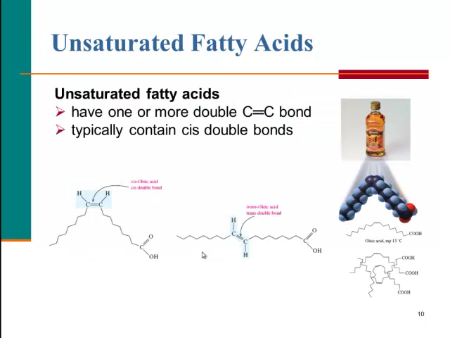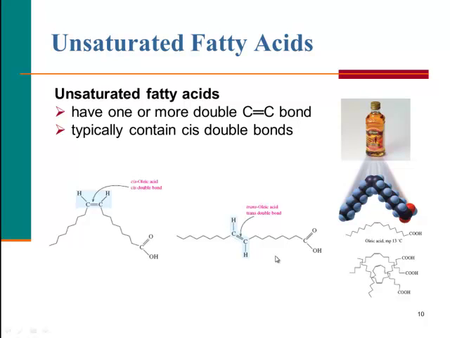Now unsaturated fatty acids are going to be fatty acids that have at least one, and sometimes multiple, carbon-carbon double bonds. Now in nature, those double bonds are going to be in the cis configuration. So remember that cis means that the fatty acid chain coming off of those two carbons participating in the double bond is on the same side. If you take your double bond and slice it down the middle like this, both chains come off the same side.